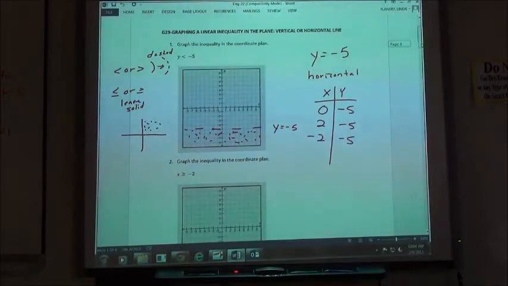Got a line at y equals -5. It's a dashed line because it's not equal to the line, and I shaded less than the line, so I shaded down.